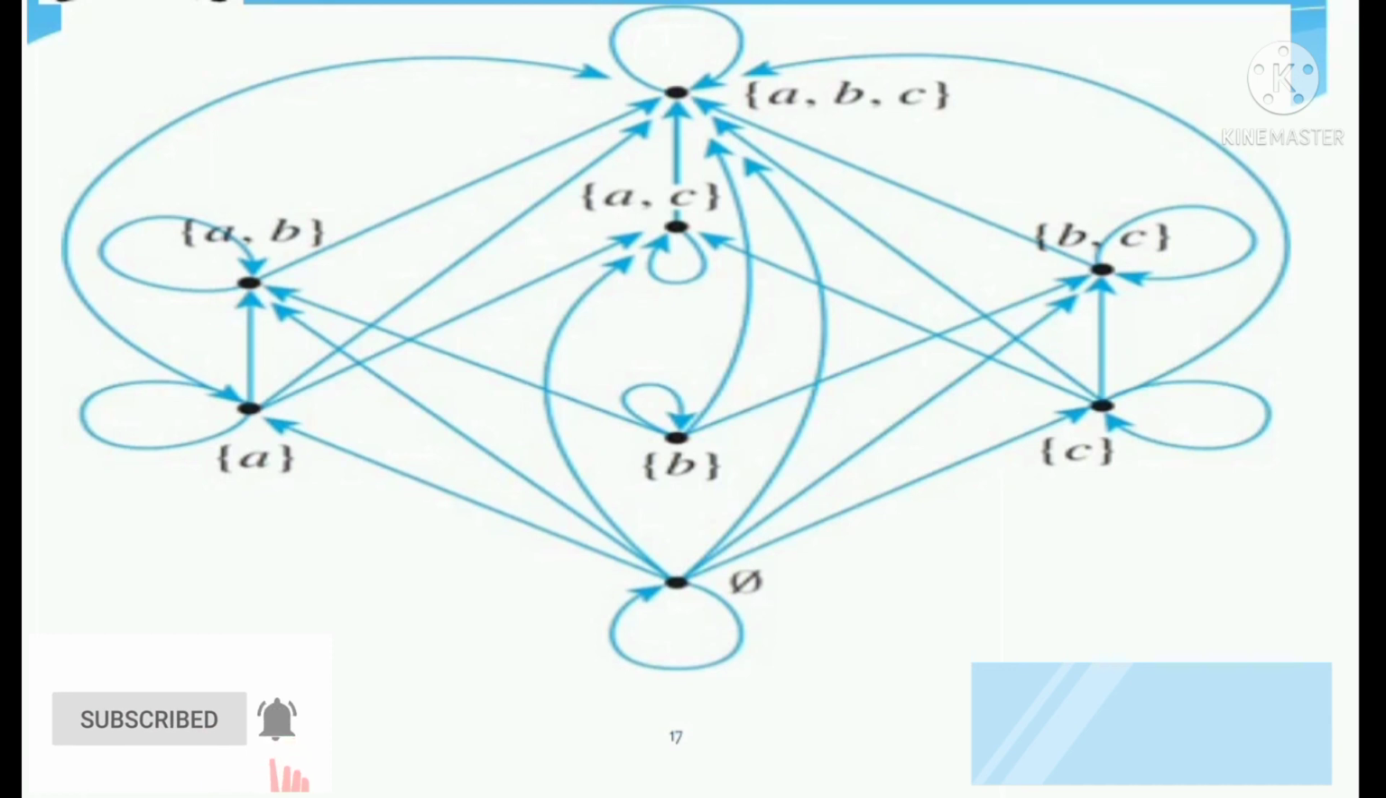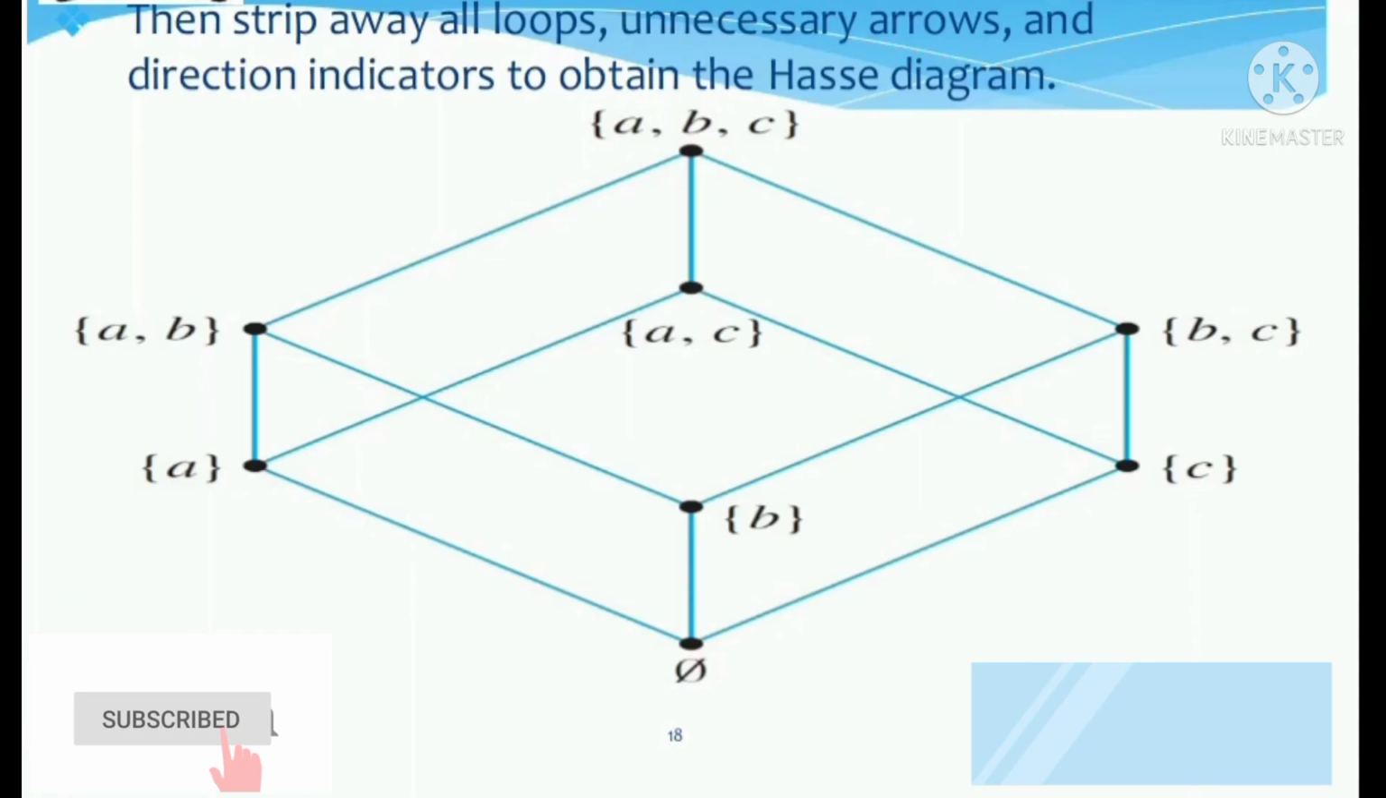So looking at all the points, we can see the upward arrow marks; everything is going upward. No value or path comes downward; everything is going up. Okay, next, strip away the loops, unnecessary arrows and the direction indicators to obtain the Hasse diagram. So what we do is delete the self loops and arrows. When everything is deleted, we get the Hasse diagram. We can see the example.